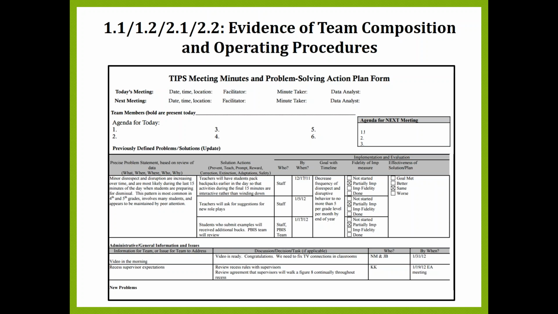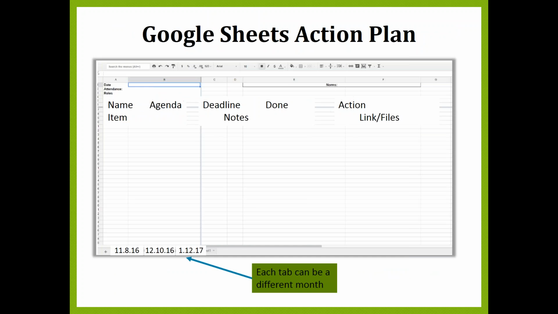We also have another example here on slide 6 that you can see. So this is just a Google Sheet. Some schools take the information from the other slide, the meeting minute form, and they put it into this document. And you can see on the bottom they have the tabs, so they can put all of their information from each of their meetings in one document and tab through each of their monthly meetings.